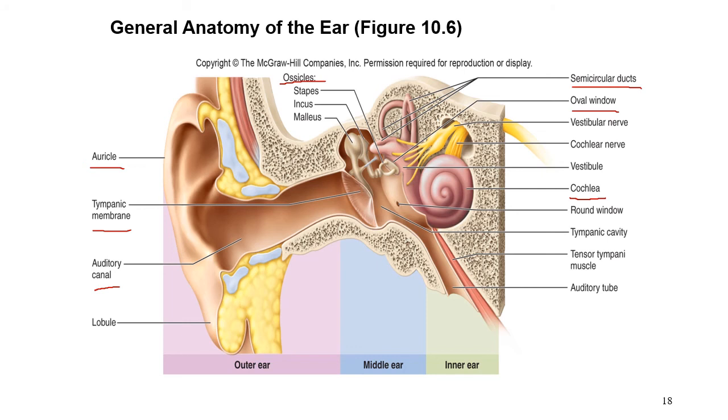Number 10 is the vestibule. The vestibule is right between the cochlea and the semicircular canals in the inner ear. It is involved with both hearing and balance.